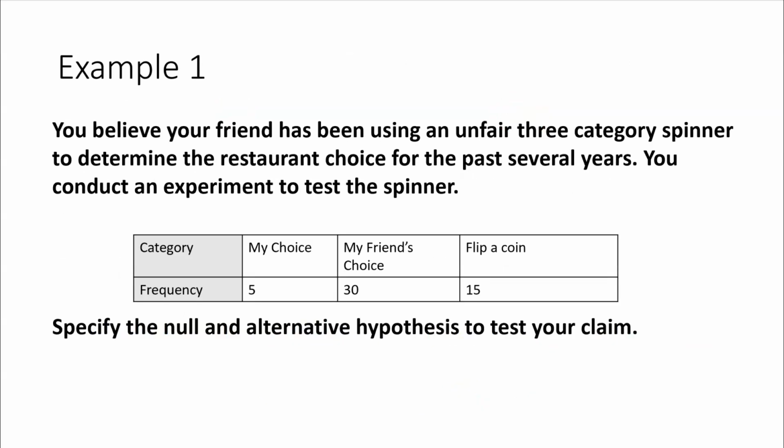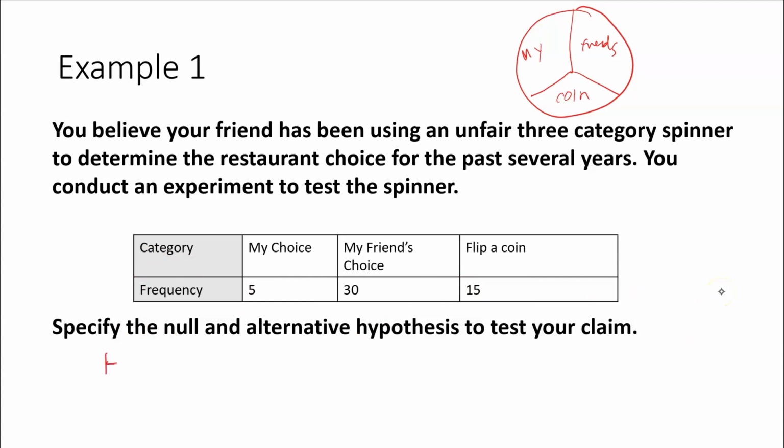All right, let's take a look at this example. You believe your friend has been using an unfair 3-category spinner to determine the restaurant choice for the past several years. You conduct an experiment to test the spinner. A normal spinner might be a 3-spinner like this. The categories are my choice, friend's choice, and flip a coin. This is what happens when we do the experiment. We notice these are the frequencies.